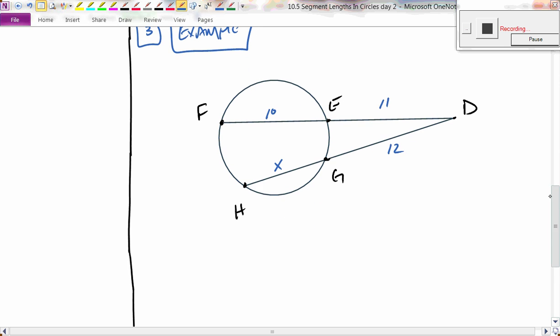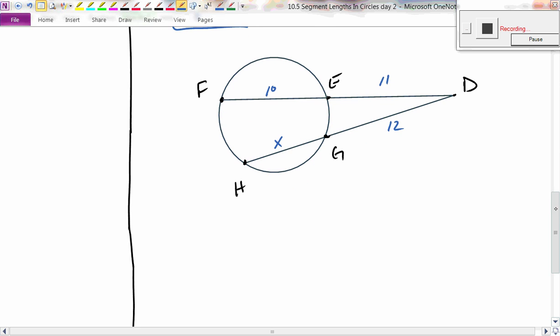Marilyn, which theorem are we going to use? Are we going to use 10.16 or 10.17, and how do you know? 10.16, why? Because the figure matches? What type of lines are these? Are these secants or tangents? They're secant lines. You're absolutely right. If you're going to get this wrong, you're going to get it wrong because you don't set it up right. So let's set it up correctly.